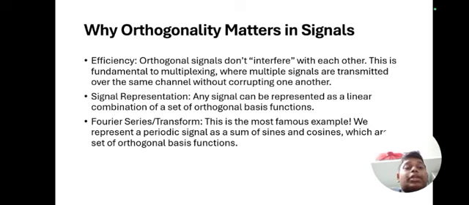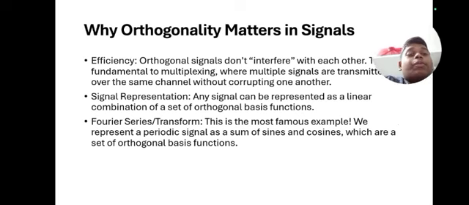Signal representation. Any signal can be represented as a linear combination of a set of orthogonal basis functions. There are operations like the Fourier transform and Fourier series. This is the most famous example. We represent a periodic signal as a sum of sines and cosines, which are a set of orthogonal basis functions.